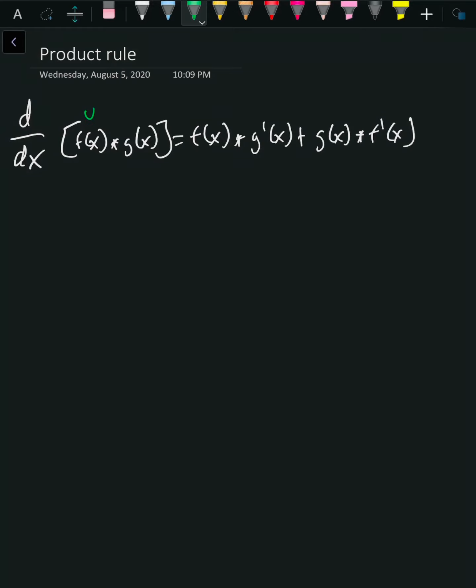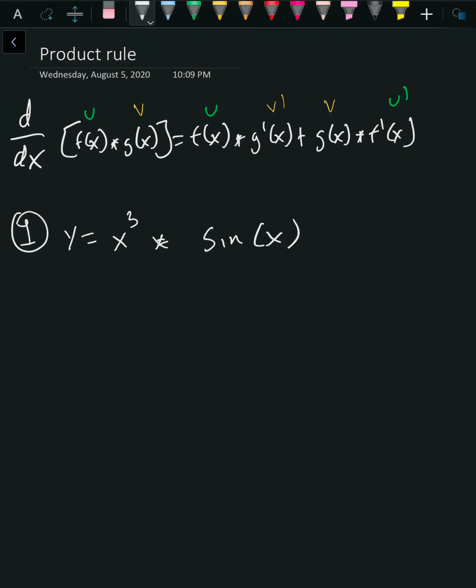But before that, I'm going to label f of x as u and g of x as v. That way it's going to be easier to identify each term. So let's do the same thing in here. So f of x is going to be u, g prime, v, and u prime. Right. Let's do our first example in here.